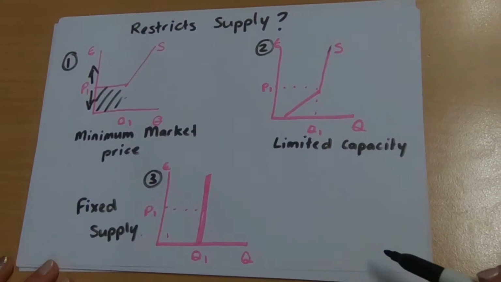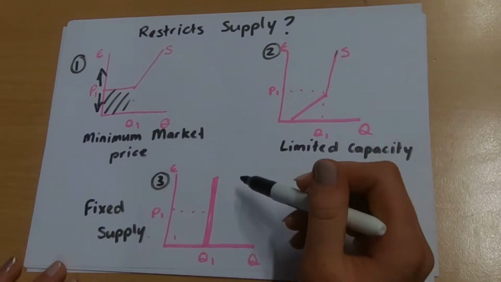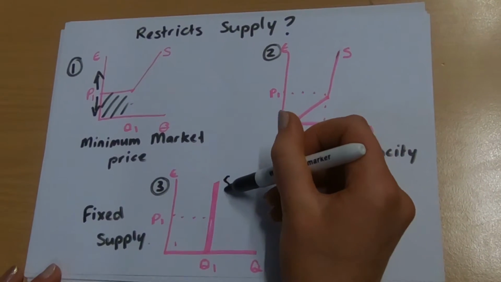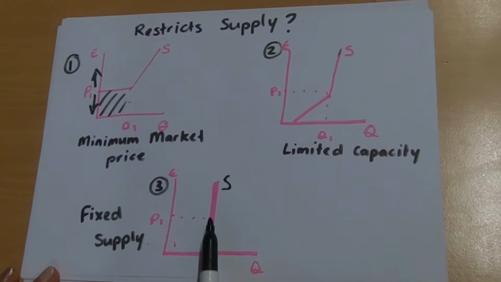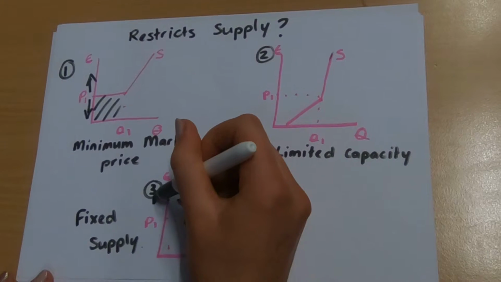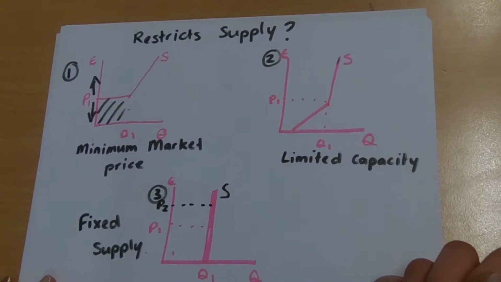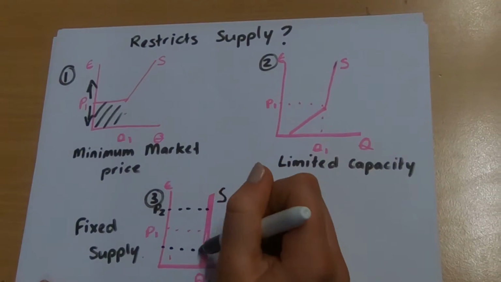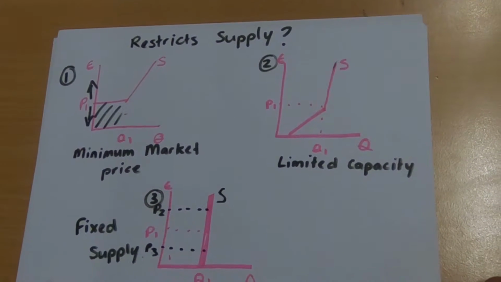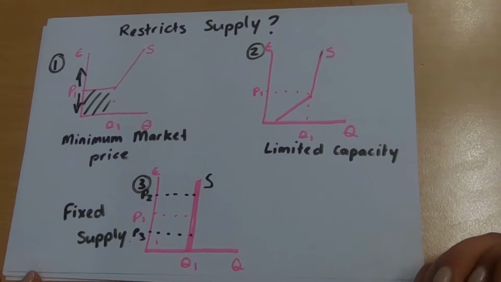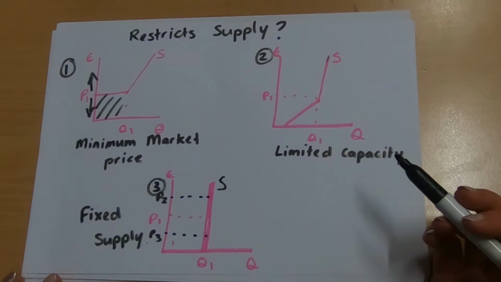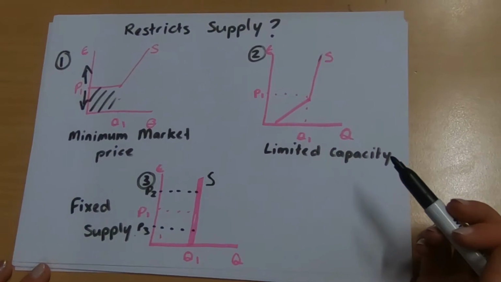The third factor is fixed supply. This can be seen through the totally inelastic supply curve. Here, at price 1, a quantity of Q1 will be supplied. At price 2, a quantity of Q1 will be supplied, and at price 3, a quantity of Q1 will be supplied. This means that supply is fixed, and that no matter if the price increases or decreases, quantity supplied is not going to increase or decrease.